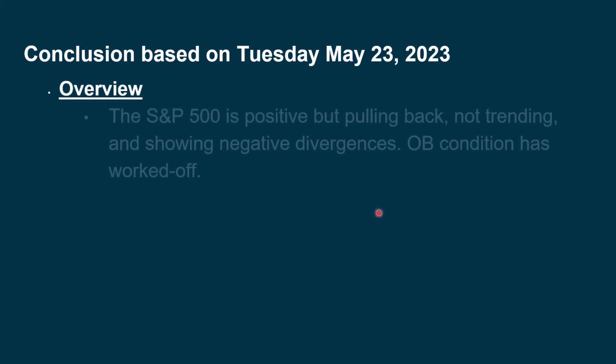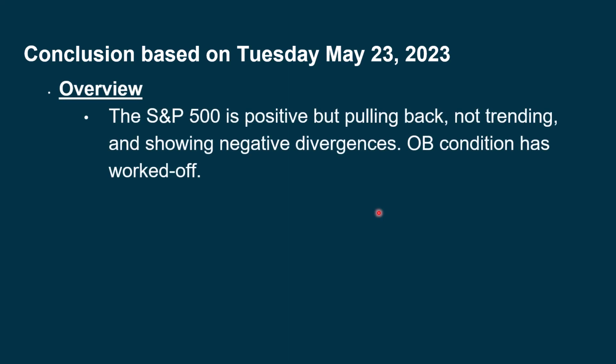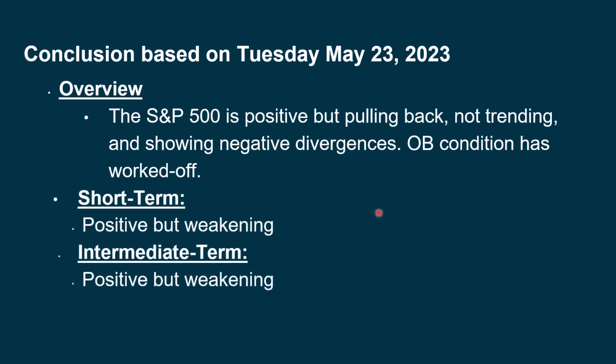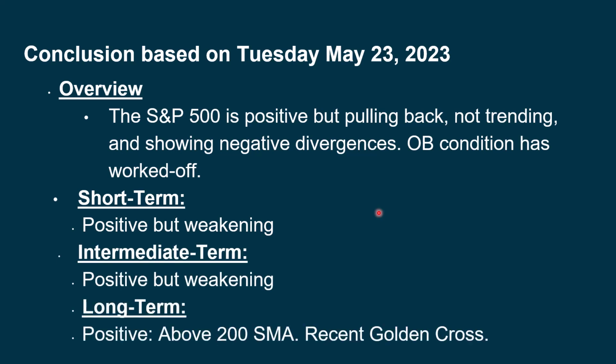So our conclusion, the S&P, it's positive, but pulling back, not trending, and showing a lot of negative divergences. The overbought condition that we had after Friday has now been worked off. In the short term, we're positive, but showing some weakness. Intermediate term, also some weakness, but we're still positive. We still remain positive in the long term.